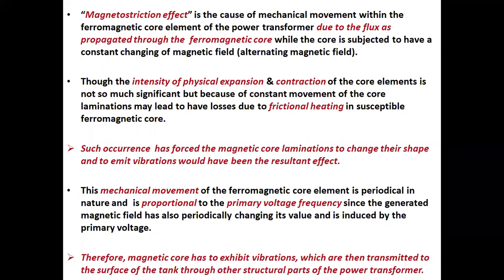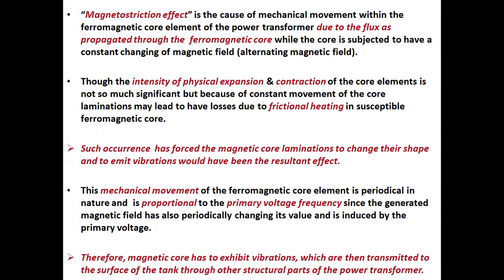Magnetostriction effect is the cause of mechanical movement within the ferromagnetic core element of the power transformer due to the flux propagated through the ferromagnetic core, while the core is subjected to a constantly changing magnetic field, that is alternating magnetic field or time varying magnetic field, right? Though the intensity of physical expansion and contraction of the core elements is not so significant, the constant movement of the core laminations may lead to losses due to frictional heating in the susceptible ferromagnetic core.